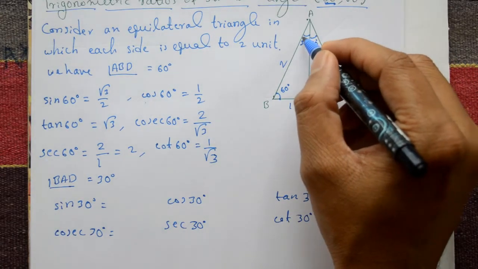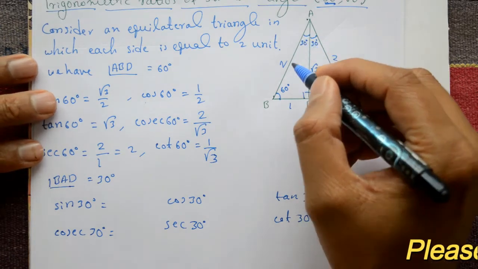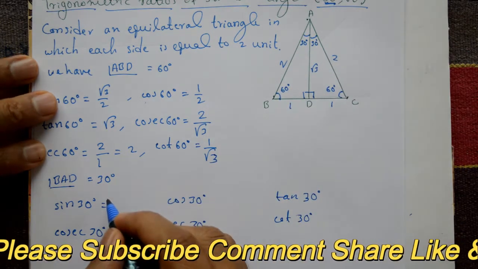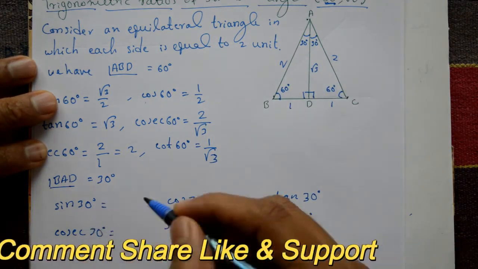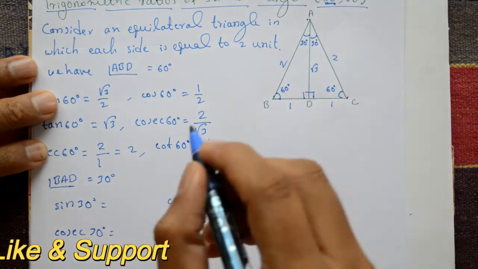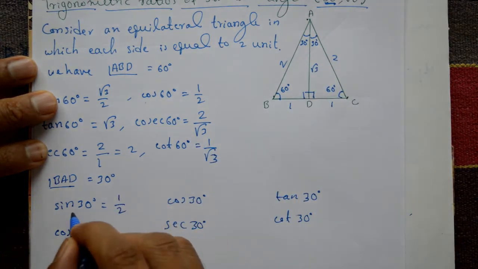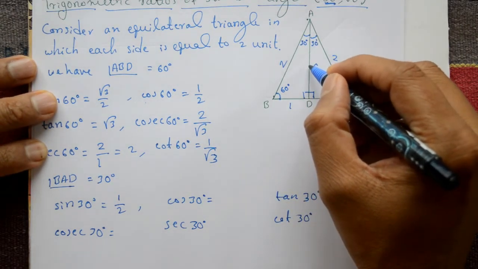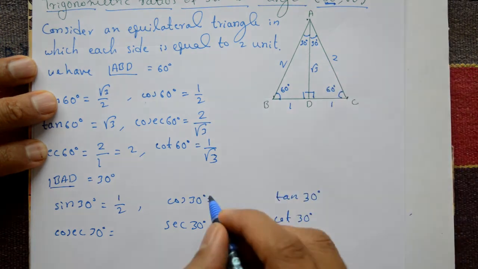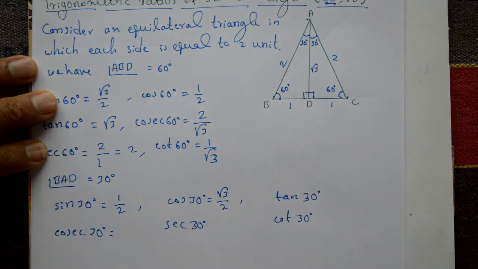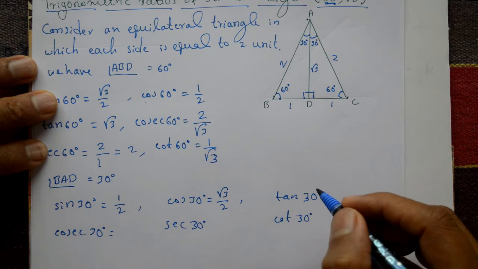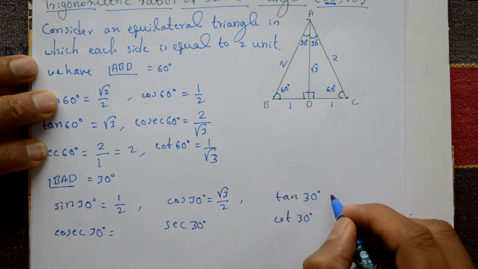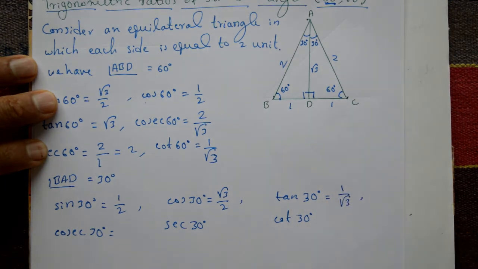Now consider this angle as theta, and this is the opposite side, this is the adjacent side, and this is the hypotenuse side. Now sin 30 is opposite side upon hypotenuse, which means 1 by 2. Sin 30 is 1 by 2. Cos 30 is adjacent side upon hypotenuse, which means root 3 by 2. Now tan 30 degree is opposite upon adjacent side, which means 1 by root 3.